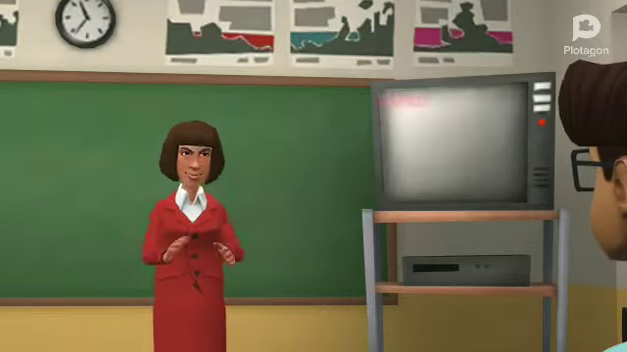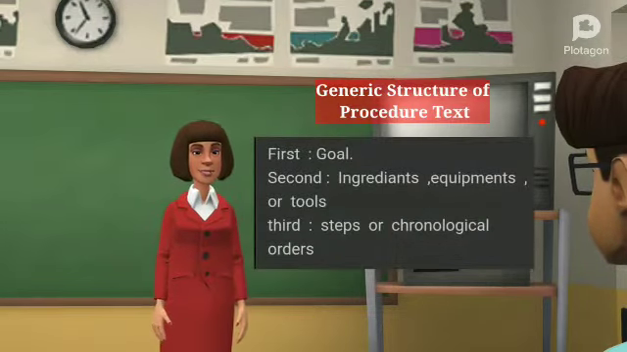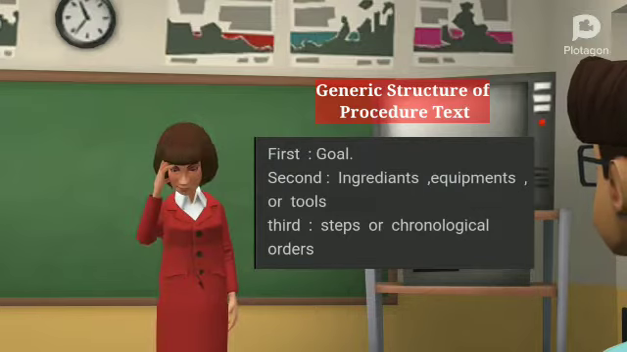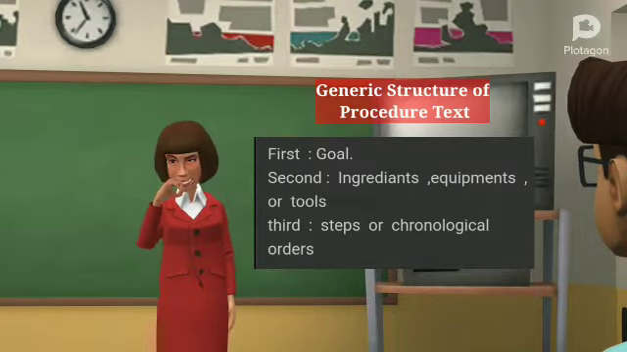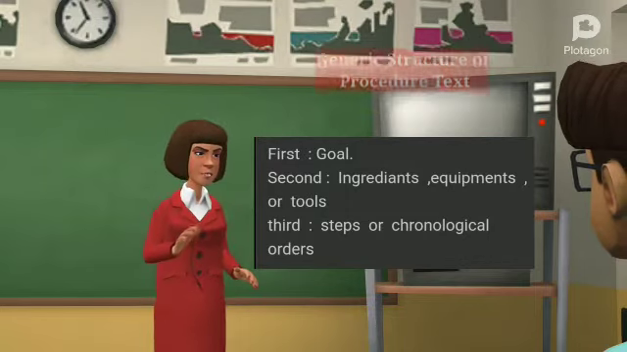Now I would like to tell you the generic structures of procedure text. First, goal. Second, ingredients, equipment, or tools. Third, steps or chronological order.